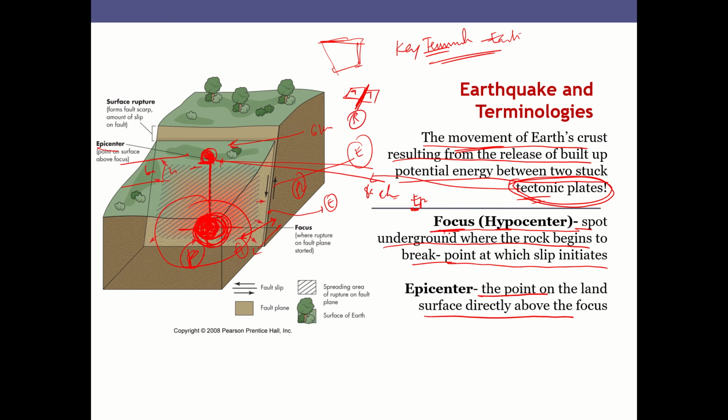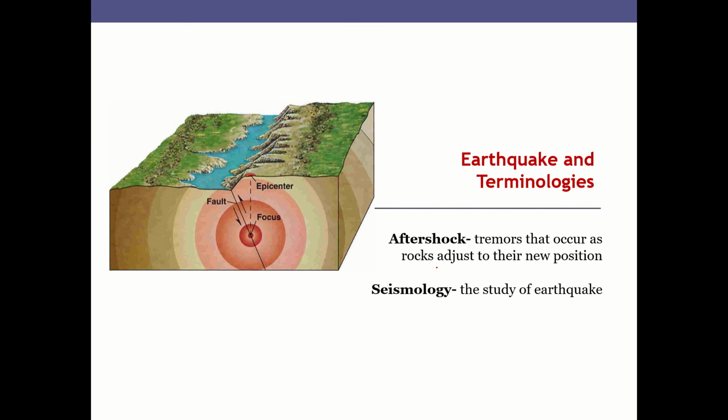So focus is one thing that we should remember. Epicenter is nothing but the surface point where the earthquake is observed. You can see focus, and you can see the intensity is represented here on top, which is called epicenter. Aftershocks, these are some of the words that we will come across: tremors that occur as rock adjusts over a period of time. Tremors is also commonly used.